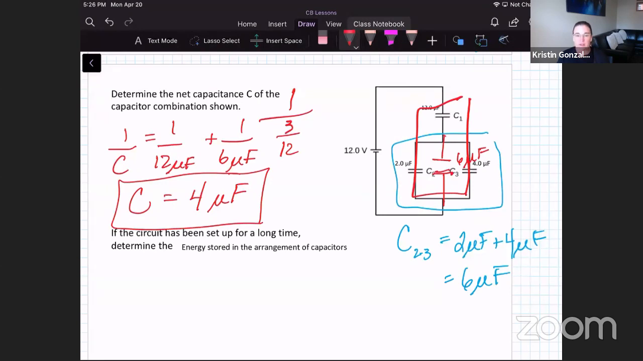If this has been connected for a long time, how could we find the total energy stored? Well, we can go back to that total energy stored and use any of those equations that we used before. So let's use for this one our 1/2 C delta V squared, because we don't know the charge on any of these, and we could find it. And I think that would be a good thing to try to think through: which one of these capacitors would store the greatest amount of charge. Okay, and again, we'll get back to that a little bit more when we get to circuits.